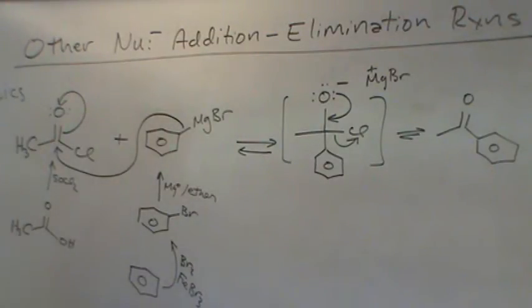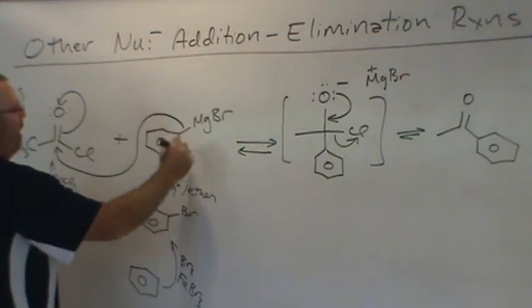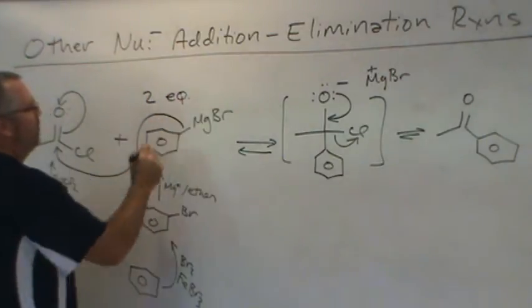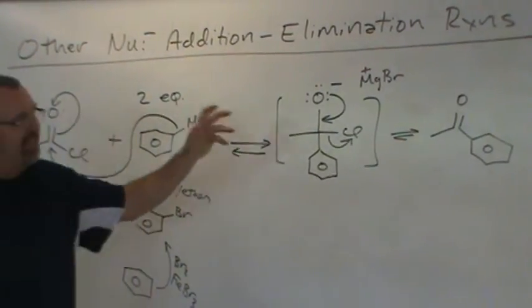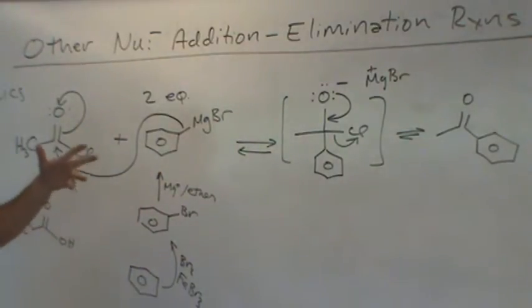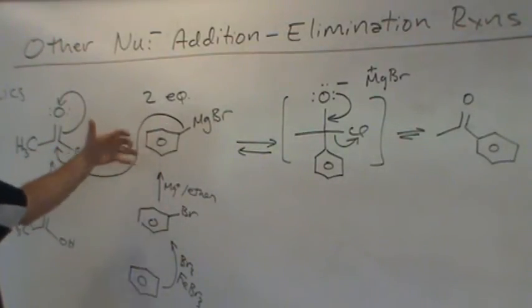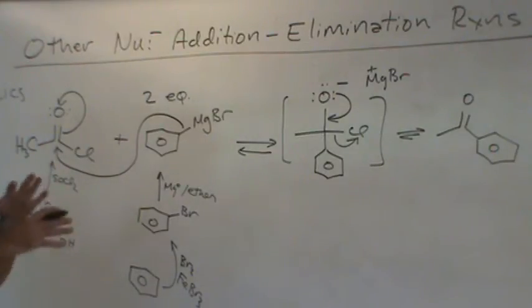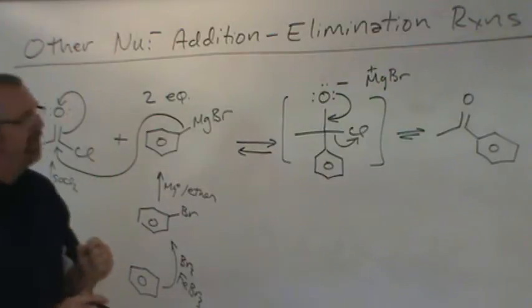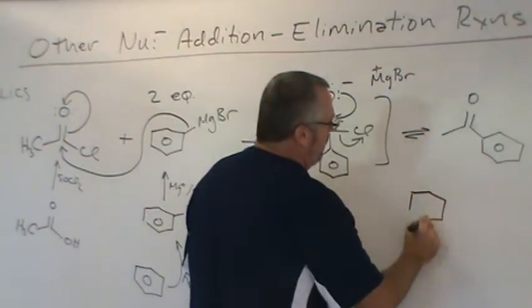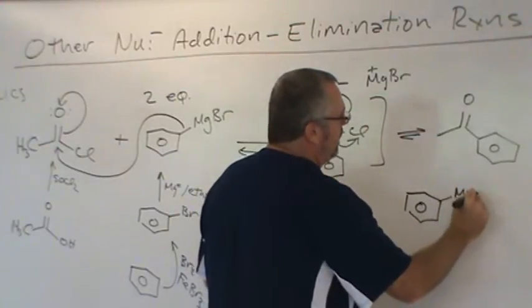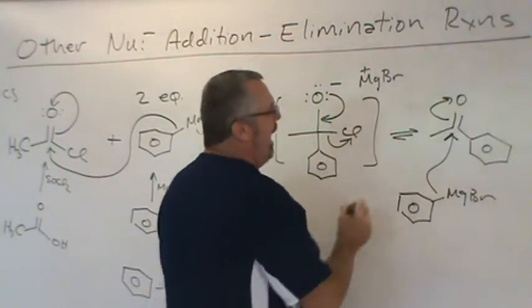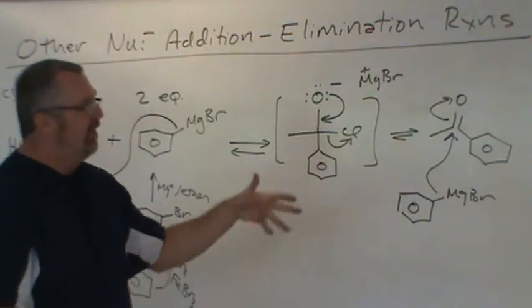This is a complication unless we use an excess of this Grignard reagent and just accept that there's no chance of stopping the Grignard reagent from reacting with the ketone as it forms anyway. So let's just go ahead and use two equivalents, which means an excess of the Grignard reagent, so that we can finish the job and it's not messy. We don't have a collection of products, we just have one product at the end. That's the way we would run the reaction. So that second equivalent of Grignard reagent is just going to come in and add to the ketone. This is again a nucleophilic addition.